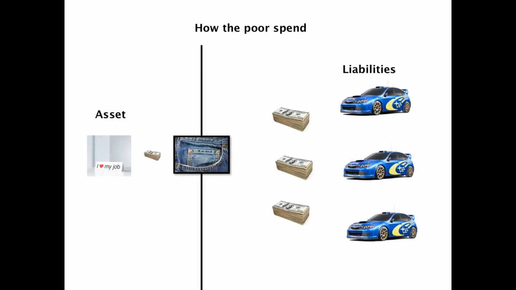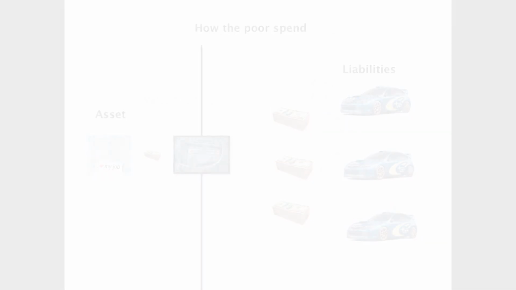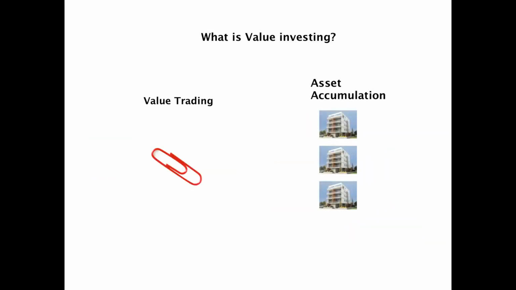And so the opposite of that would be not necessarily a poor person. It could be whoever. But here's a person that has one asset, which is their job, and it pays them their salary, and it goes into their pocket. And then this person accumulates liabilities, and so they have the exact opposite thing happening, where they can really never improve their way of life and their social standing. So what is value investing?